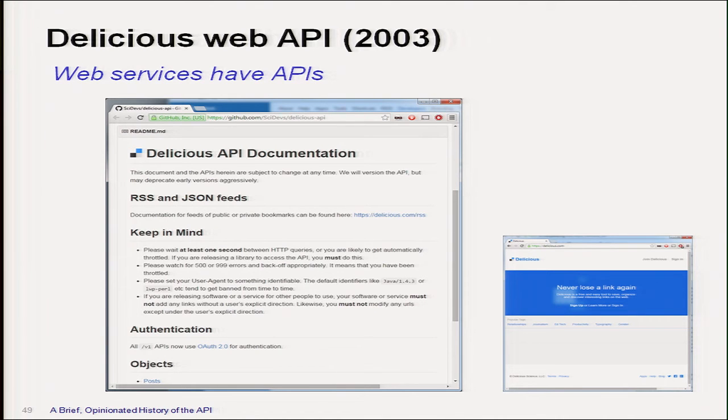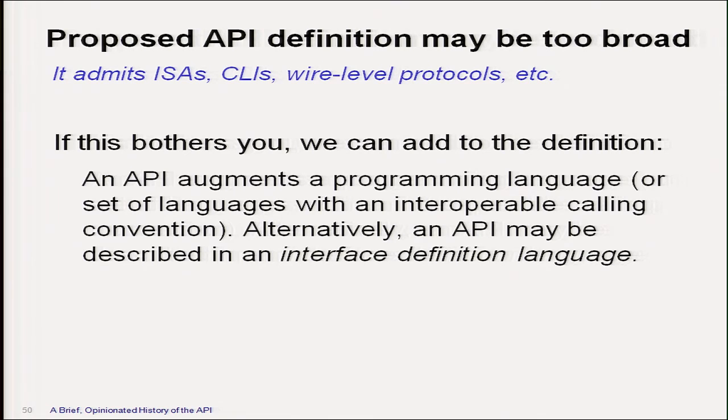Now let's have another look at our definition. The potential problem with it is that it may be too broad. It admits instruction set architectures, command line interfaces, wire level protocols, and the like. If this bothers you, if you think it's a problem, just add one more sentence. Say an API augments a programming language or a set of languages with an interoperable calling convention. Alternatively, an API may be described in an interface definition language. That last sentence is there to permit web APIs as APIs.